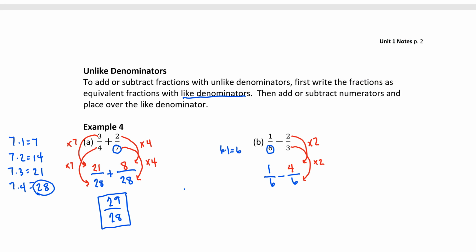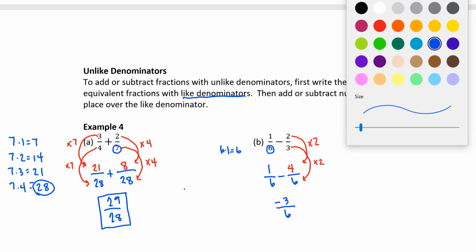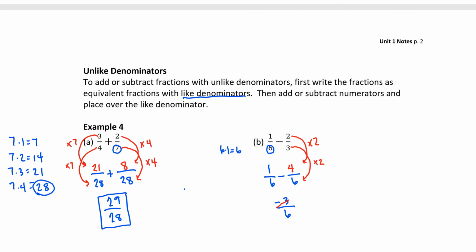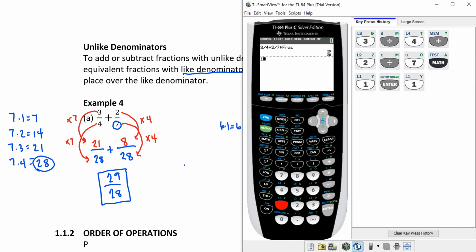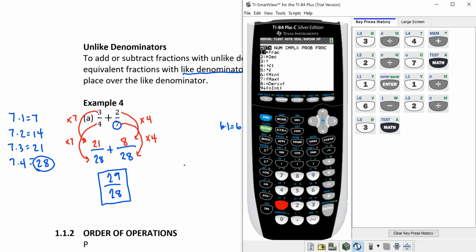Now we can subtract our numerators. 1 minus 4 gives me -3, and we have the common denominator of 6. Don't stop there. Make sure that your fraction is reduced. So divide the top by 3. -3 divided by 3 is -1. 6 divided by 3 is 2. So our final result is -1/2. But let's double check on our calculator. 1/6 minus 2/3. Turn that into a fraction, and we end up with -1/2.